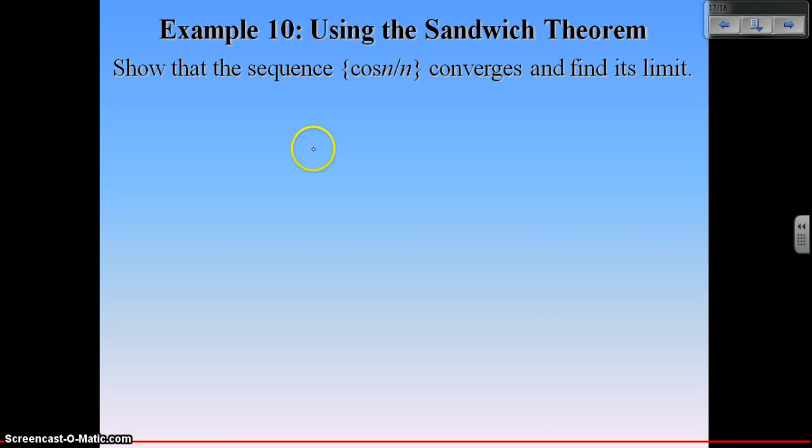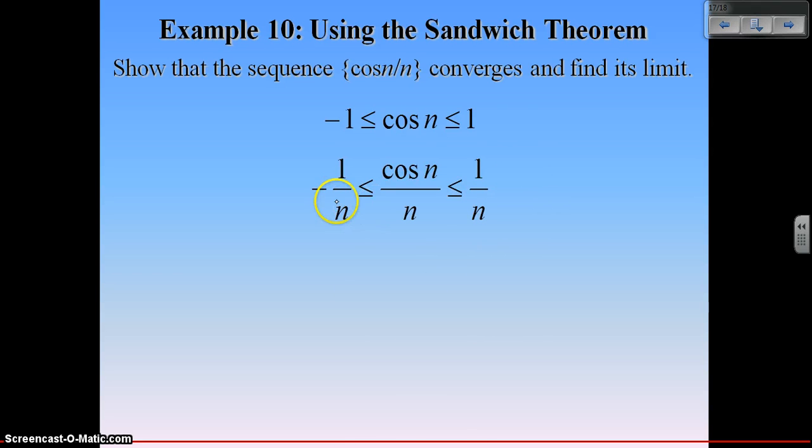Alright, show that the sequence cosine n over n converges and find its limit. If we were to take the limit as is, it would not work because you would have cosine of infinity, which is not going to be good. But very similar to what we did with limits early on, we'll start with the range of cosine. We know cosine is between -1 and 1. We divide everything by n, because we want cosine n over n in the middle.